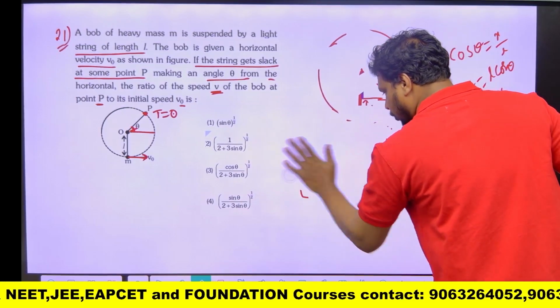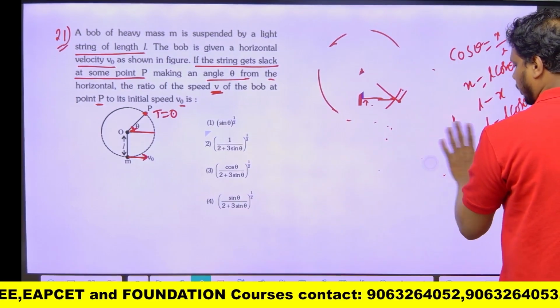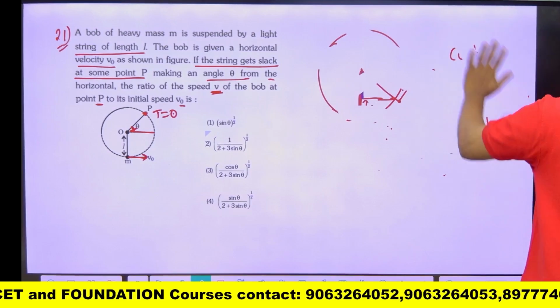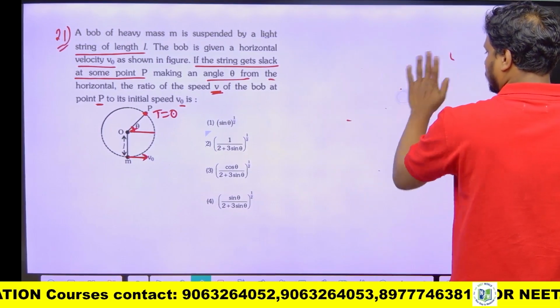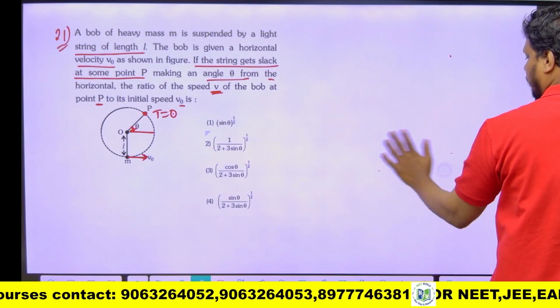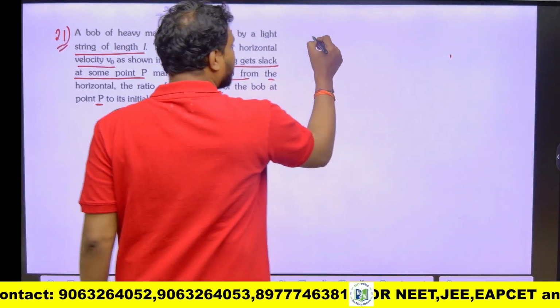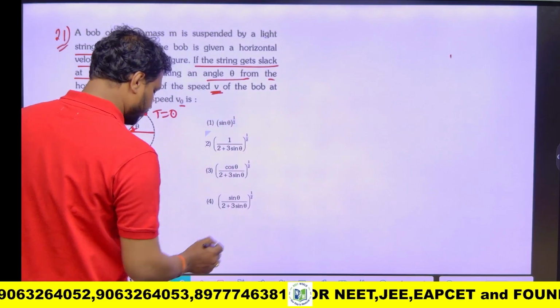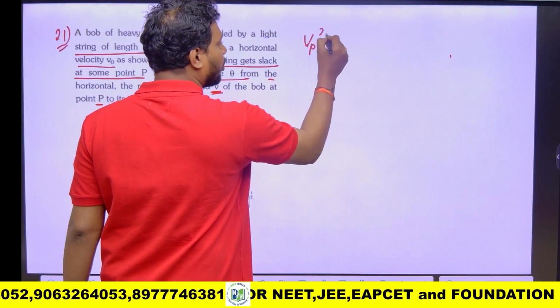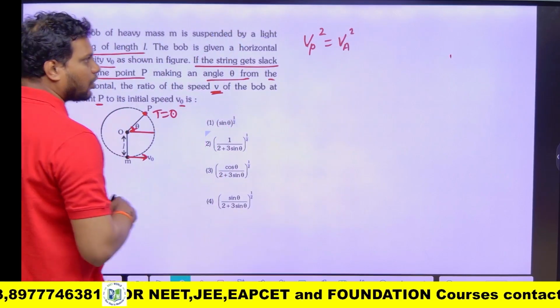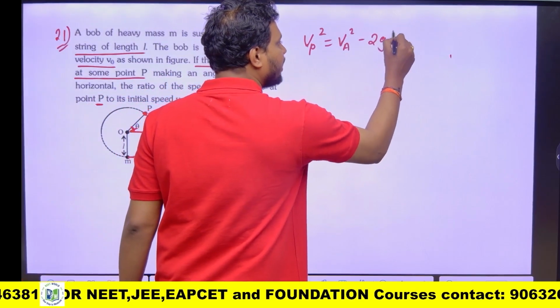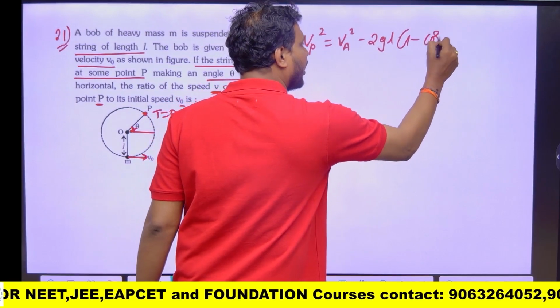So if you can remember the shortcut formula, you can do it directly, or else we have to do this kind of derivation. Velocity at any point on the vertical circular motion is given by the formula Vp square is equal to Va square, which is the velocity at the bottom, minus 2gl into 1 minus cos theta. This is the actual formula.